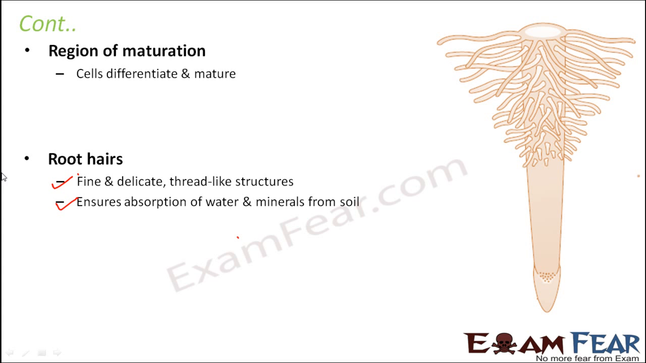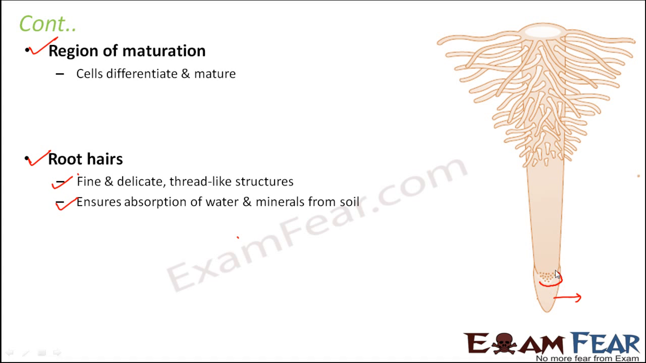So these 5 are the most important parts of the root, which together perform so many functions. So let us have a quick recap. This is the root cap, which is just for the sake of protection of the root tip, because the root tip is the place where so many plant hormones are produced. So the root tip needs to be protected. So the root cap ensures that protection.